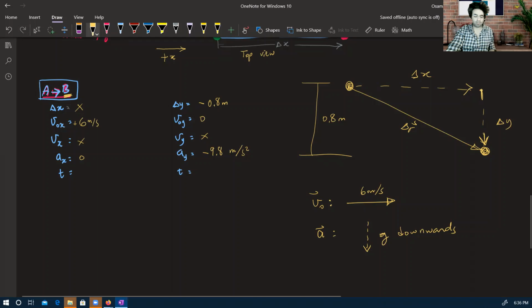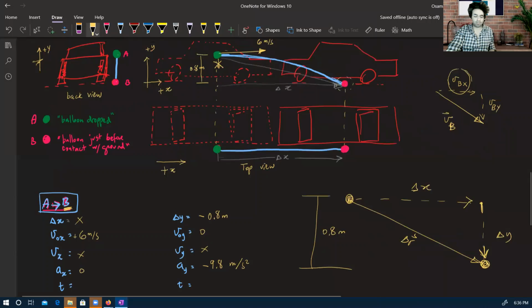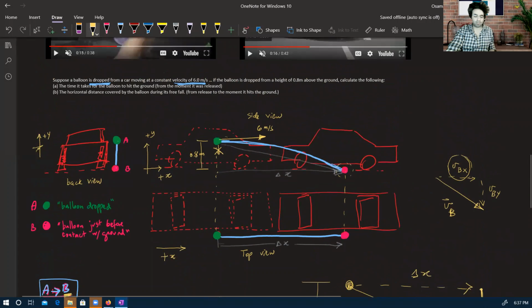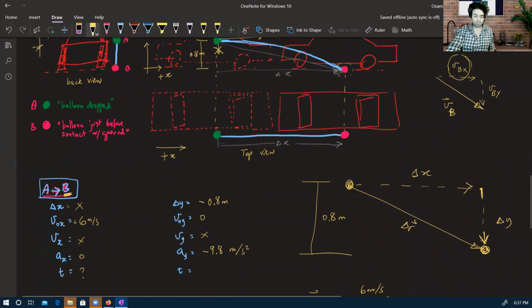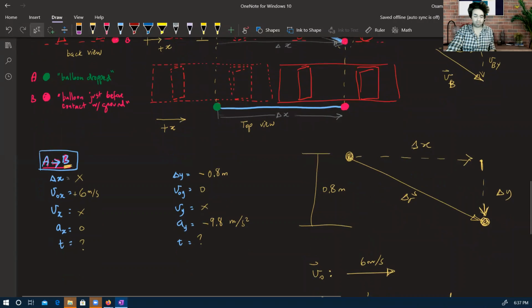Okay, what about the time? Well, the time information is the time between this event and that event, and I'm not given what the time is. In fact, that's what I'm looking for in part A, the time it takes for the balloon to hit the ground. And this time are exactly the same thing. They're referring to the same variable, which is the time between the beginning of the motion and the end of the motion. And that time interval, whether you're studying the x part or the y part of the motion, is the same time interval.